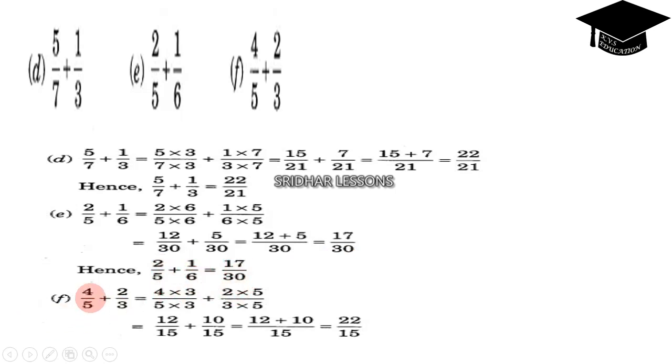Next problem, 4 by 5 plus 2 by 3. 4 by 5 can be multiplied with 3 by 3, and 2 by 3 can be multiplied with 5 by 5. So 12 by 15 plus 10 by 15 is equal to 12 plus 10 by 15. If you observe, observe carefully these three problems.